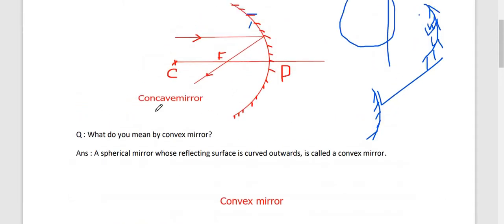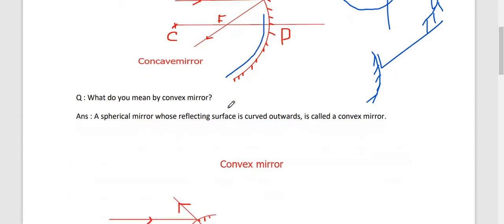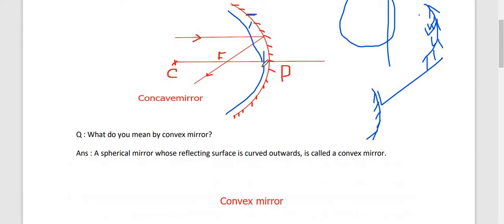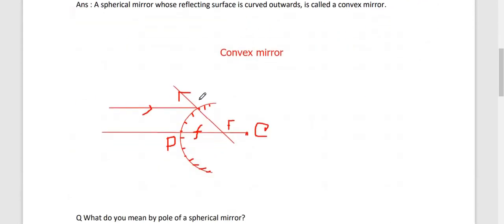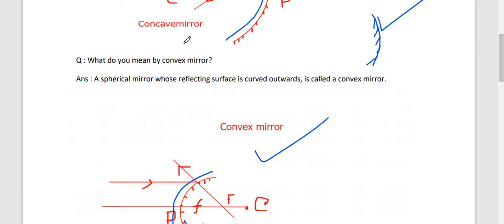So this one is a concave mirror. This part is the reflecting surface, from here up to here. Then in case of convex, this is the reflecting surface. Reflection will take place in this part, and this one is colored. There will not be reflection. Some chemicals are applied on this portion so that we can get reflection. So these are two types of mirror: one is convex mirror and one is concave mirror.